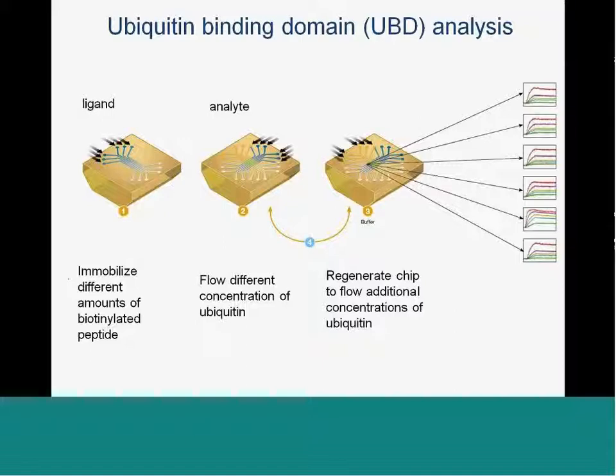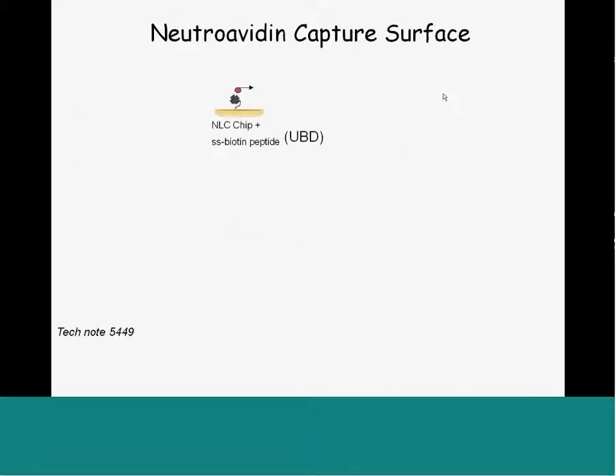Another advantage of being able to regenerate the chip and use it to flow over additional concentrations of ubiquitin is that we were looking at 3 different types of ubiquitin: mono-ubiquitin, K63 linked chains, and K48 linked chains. So in one sitting, we would be able to regenerate and flow over, I'd say, probably 9 different times ubiquitin molecules over the chip. So very, very efficient. The type of chip that we used was a degradation chip.